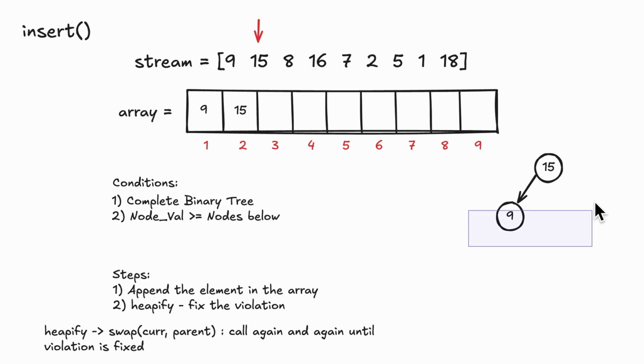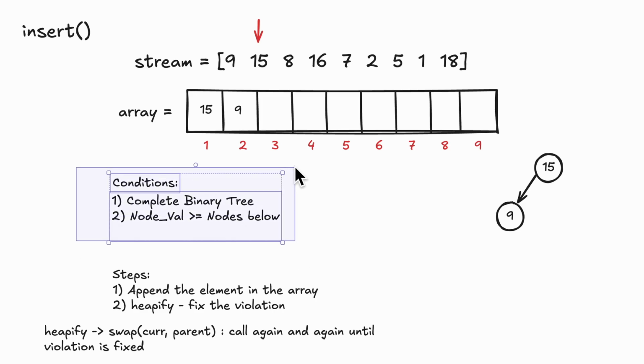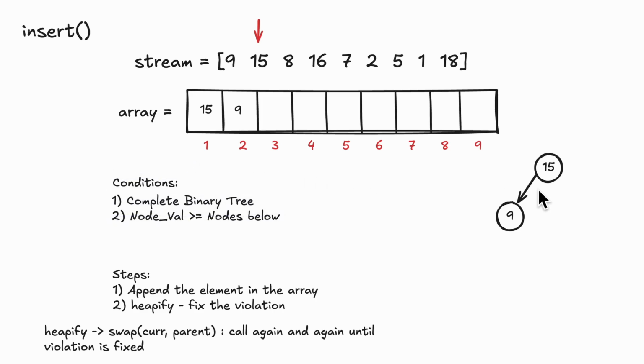Done. By the way, this is the visual representation. The actual change would happen in the array, right? So let's swap the 9 and the 15. Done. Now check whether the condition is violated or not. It is not violated. Hence we are good to go.